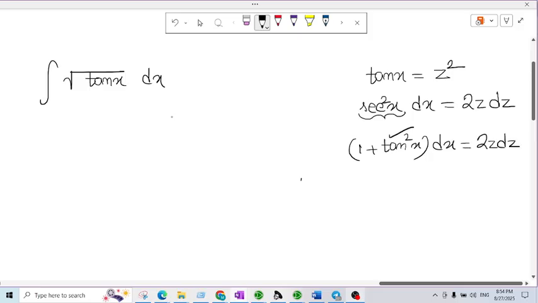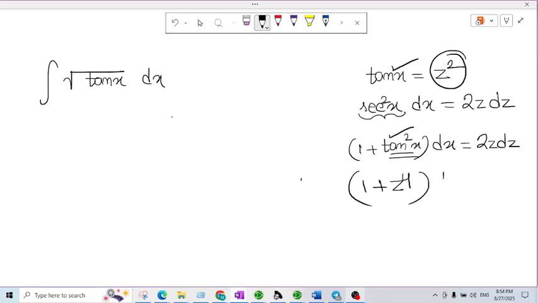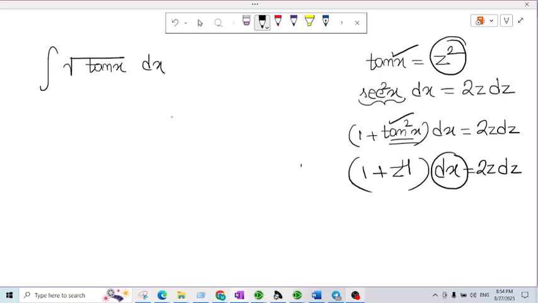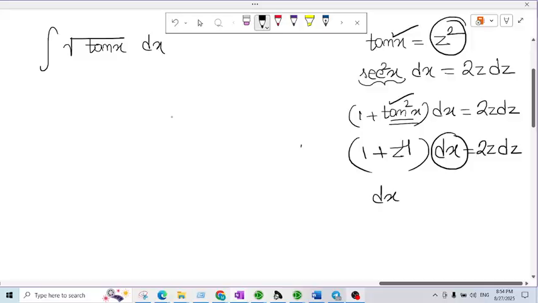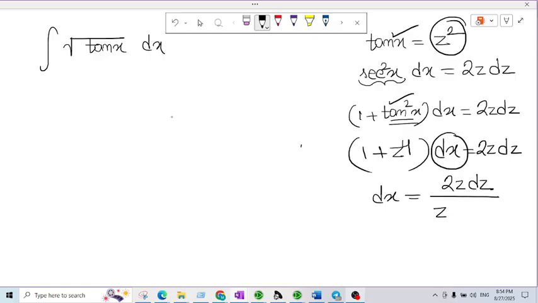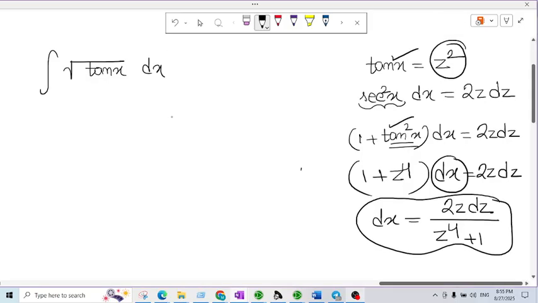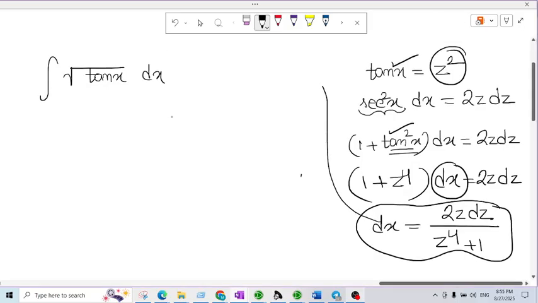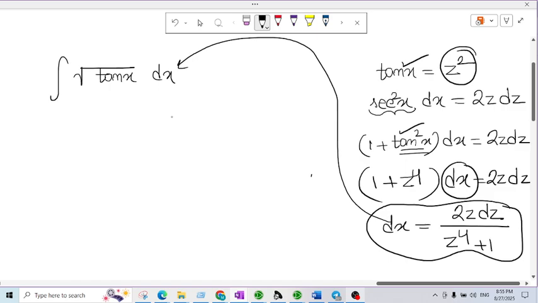Now what is tan square x? As tan x is equal to z square, so tan square x is simply equal to z to the power 4, and we have dx, 2z dz. Now let's write this dx alone at the left hand side, and we have 2z dz, then z to the power 4 plus 1 at the right hand side. Now why I have found this dx? Because I have to put this dx here, so let's put this here.